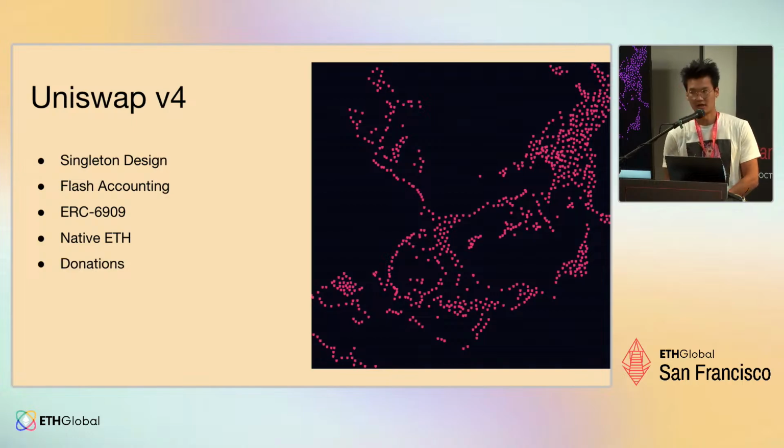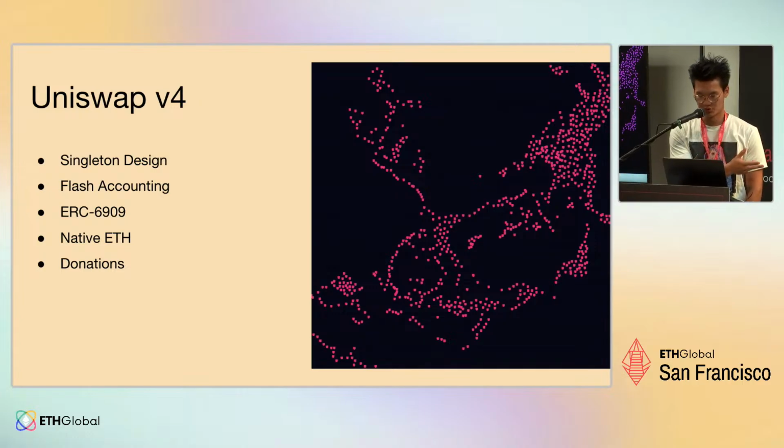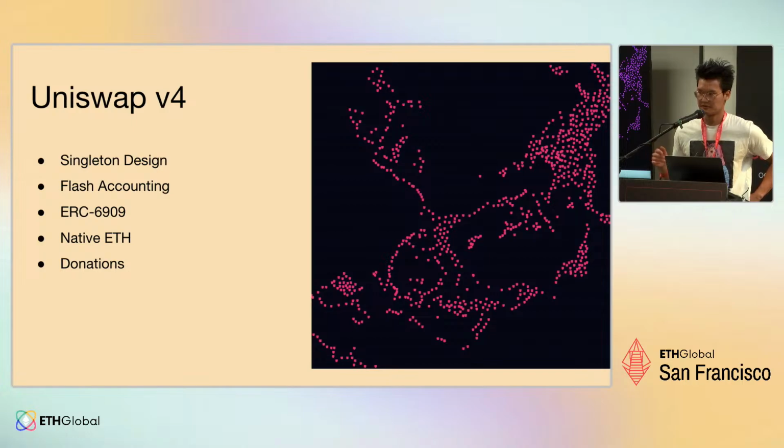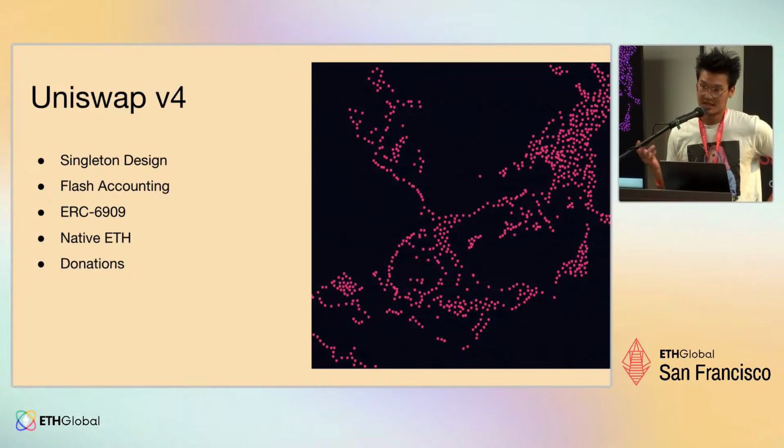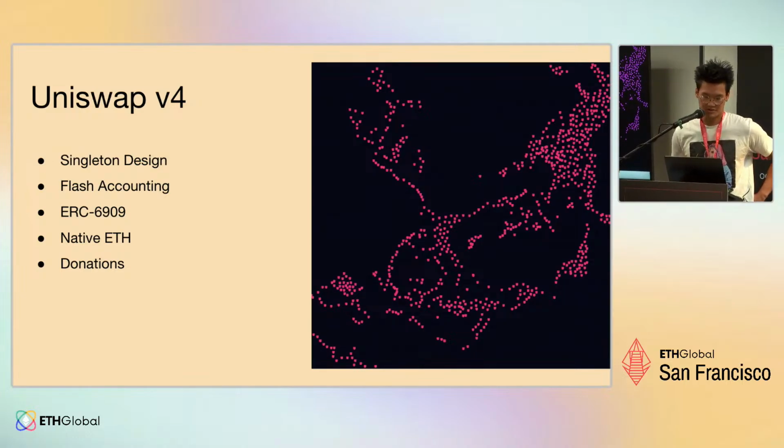One new feature on v4 is donations. Donations are ways to send tokens to the contract, which then accrue to liquidity providers. And so this is an entirely new feature compared to v2 and v3, which allows you to do really interesting value distribution mechanisms.